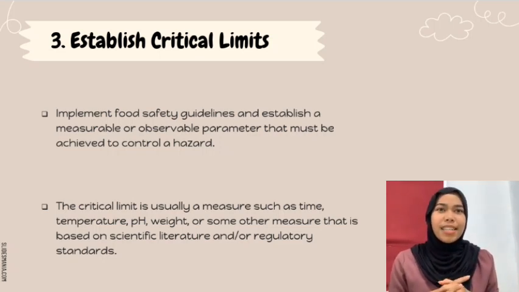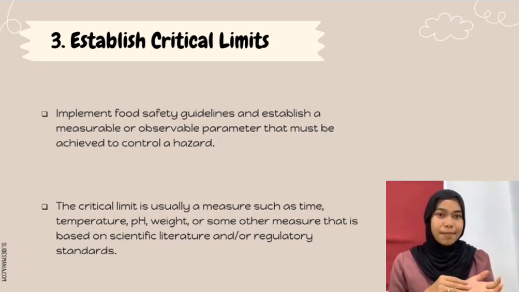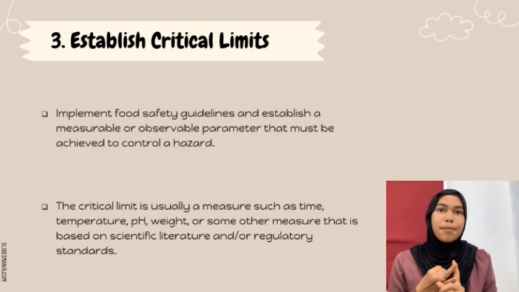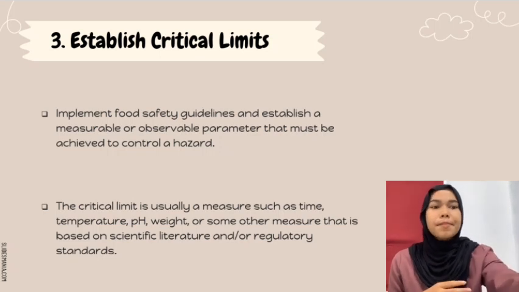The third procedure is establish critical limits, such as implementing food safety guidelines and establishing a measurable or observable parameter that must be achieved to control a hazard. The critical limit is usually a measure such as time, temperature, pH, weight or some other measure that is based on scientific literature or regulatory standards.